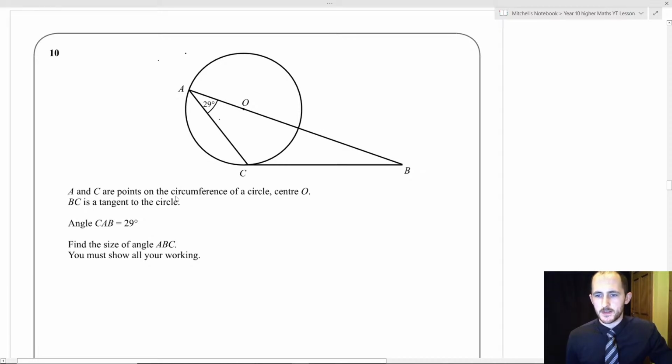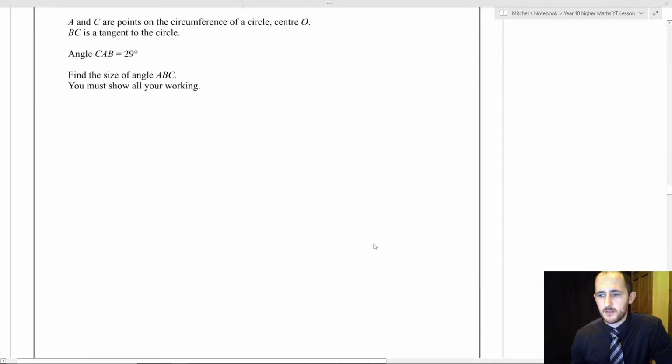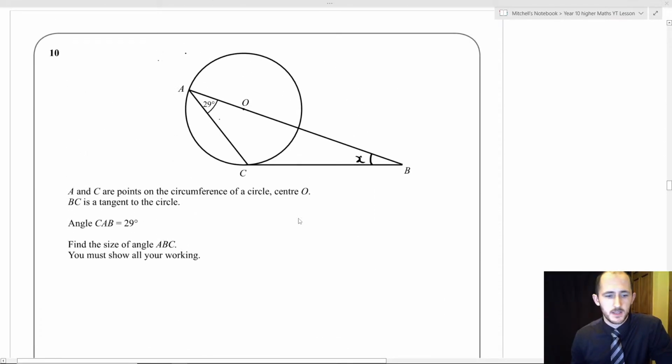So, A and C are points on the circumference of the circle centre O. BC is a tangent. Cool. CAB is 29 degrees. Find the angle of ABC. Okay. This is the angle we're looking for. Okay. So this is pretty innocuous. It's not very obvious what we should do first. And I believe this is going to be a 3-mark question or 4-mark question. Bit tricky. Because we don't really know much information.